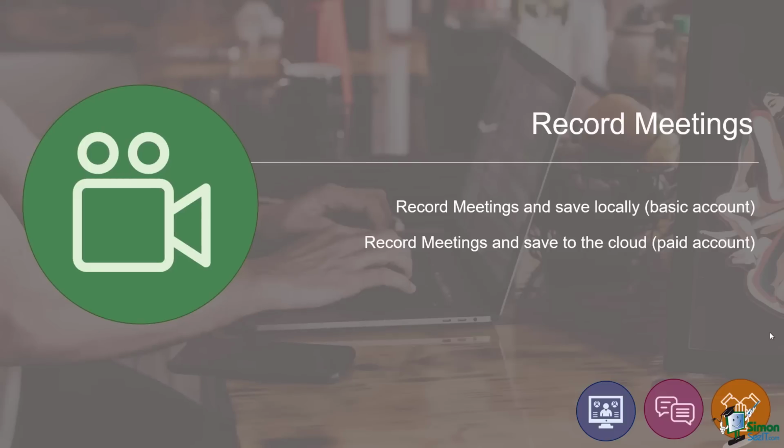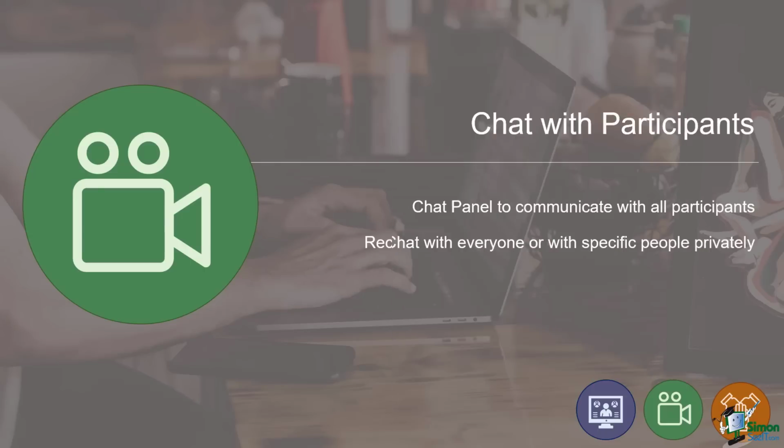You also have the ability in Zoom to record your meetings for playback later. And this is particularly useful if maybe someone was unable to attend the meeting, or even if any of the participants want to review what was discussed in the meeting. So if you have a free Zoom account, you can record a meeting and save it to your local drive. Whereas if you have a paid Zoom account, you can save it to the cloud and send it out to all meeting participants.